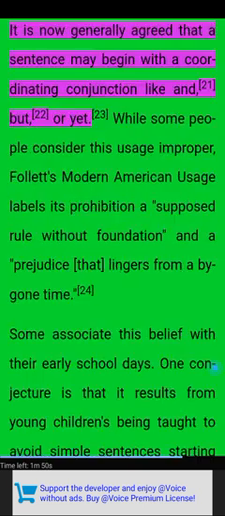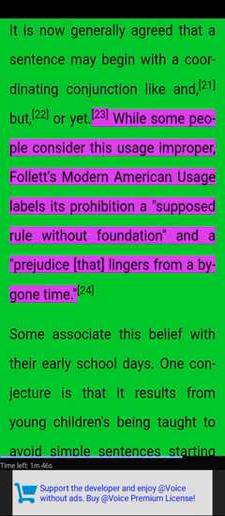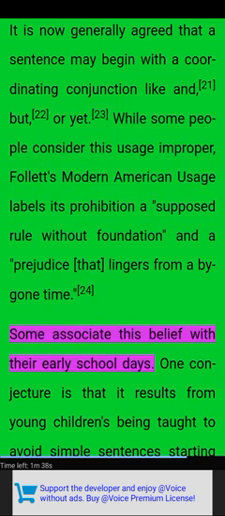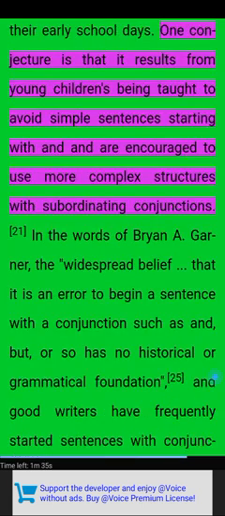Starting a sentence. It is now generally agreed that a sentence may begin with a coordinating conjunction like and, but, or yet. While some people consider this usage improper, Merriam-Webster's Modern American Usage labels its prohibition a supposed rule without foundation, and a prejudice that lingers from a bygone time. Some associate this belief with their early school days. One conjecture is that it results from young children being taught to avoid simple sentences starting with and, and being encouraged to use more complex structures with subordinating conjunctions.